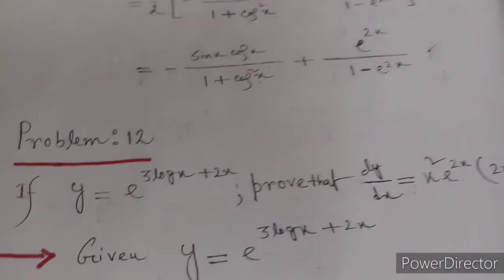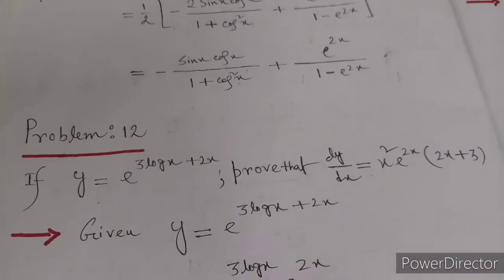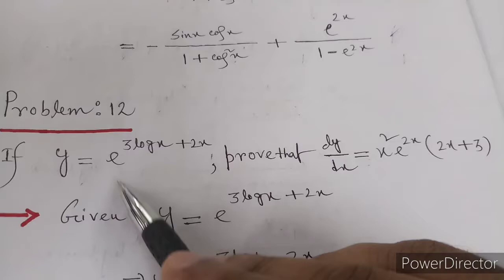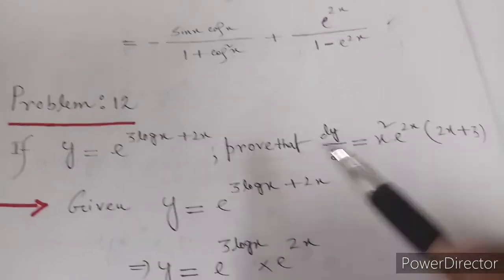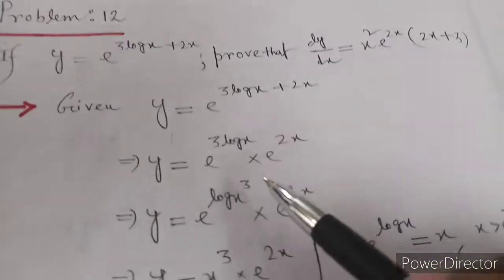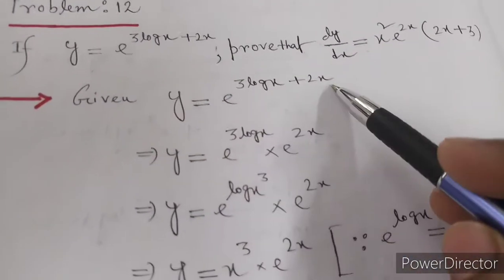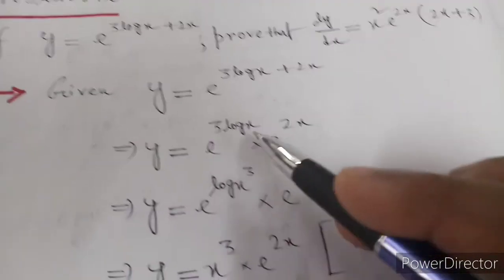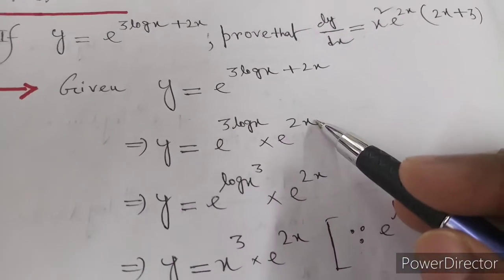So now problem number 12. If y equals 3 e to the power 3 log x plus 2, prove that dy/dx equals x square e to the power 2x into 2x plus 3. So now look at that. If we break this one, it should be e to the power 3 log x into e to the power 2 log x. Clear?